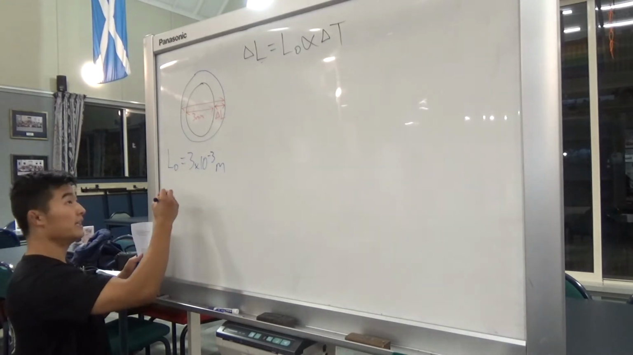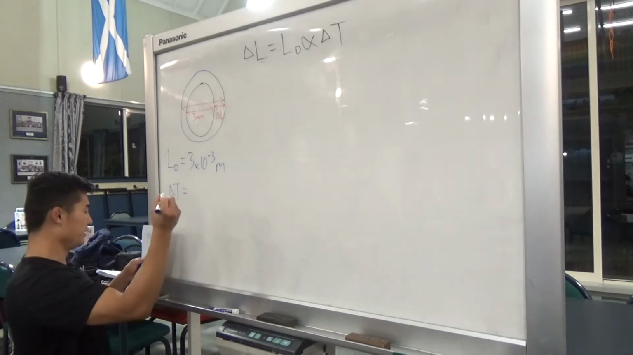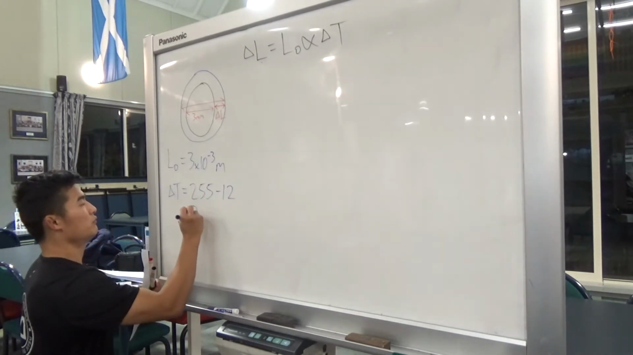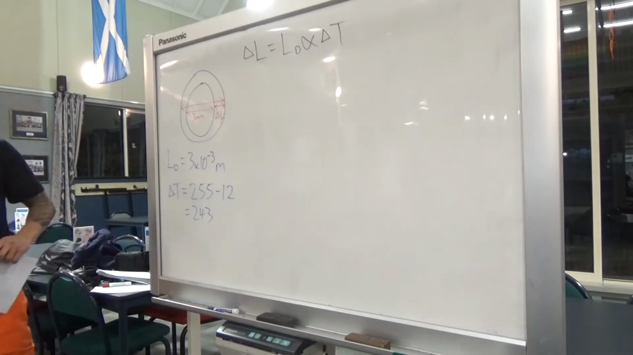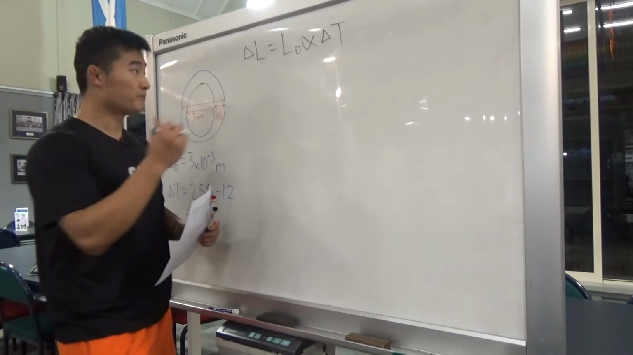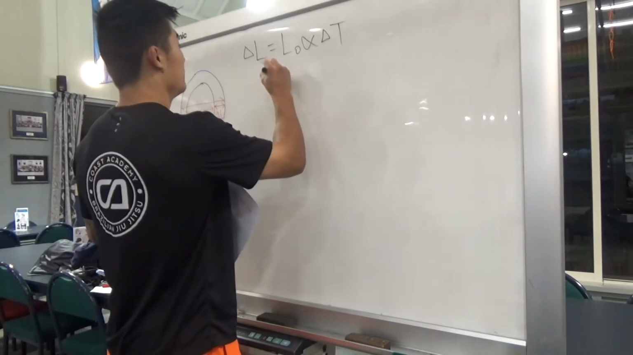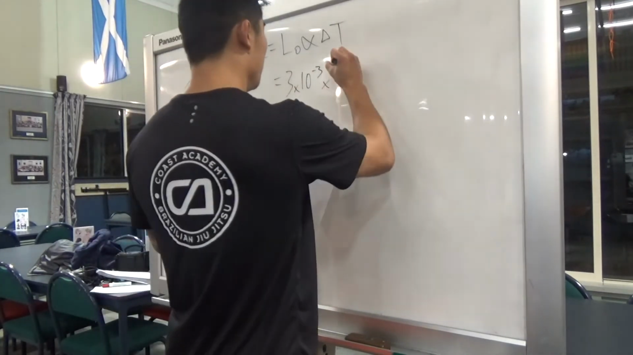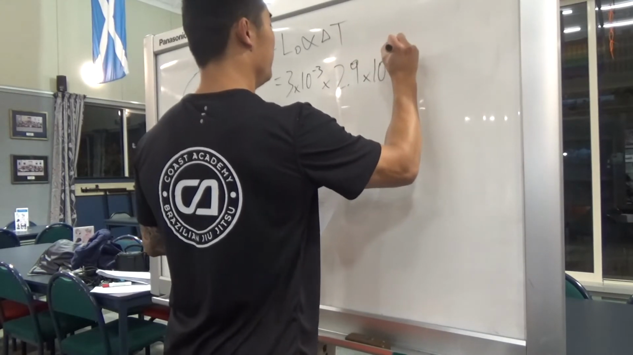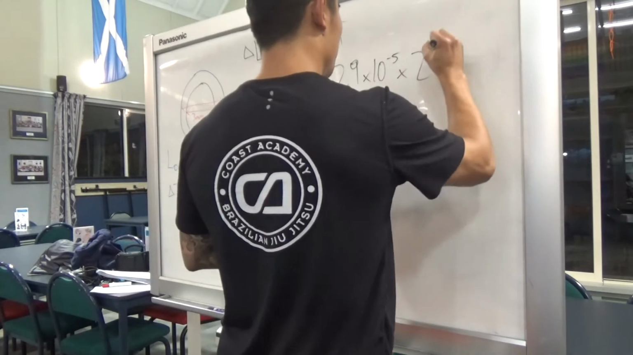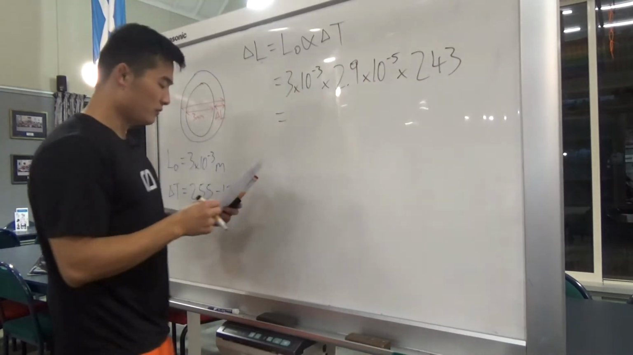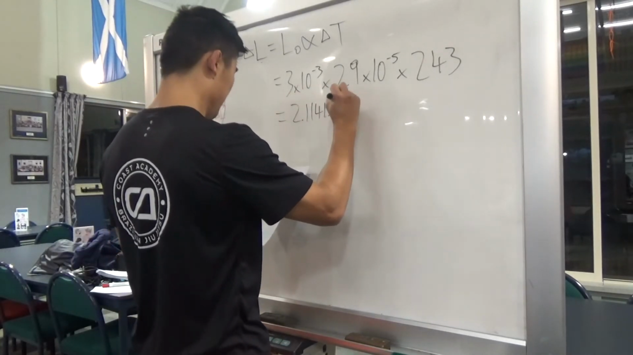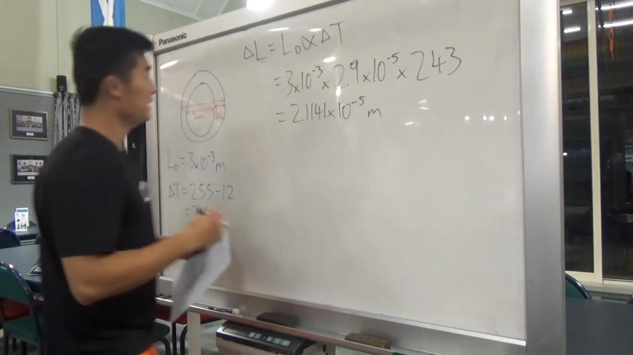we know the coefficient, and then we need to figure out the change in temperature, so that's just 255, our final temperature, minus our initial temperature, which gives us 243. And remember, you don't have to convert that because we're dealing with delta T. Okay. So then 3 times 10 to the negative 3 times our coefficient, 2.9 times 10 to the negative 5, times our change in temperature, which is 243. So that's going to be 2.1141 times 10 to the negative 5 meters. Okay, so that's our change in length.